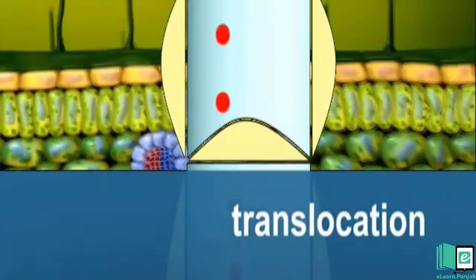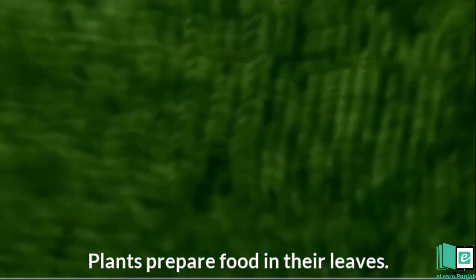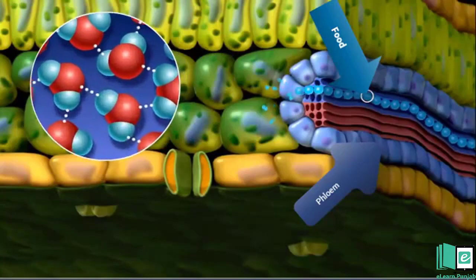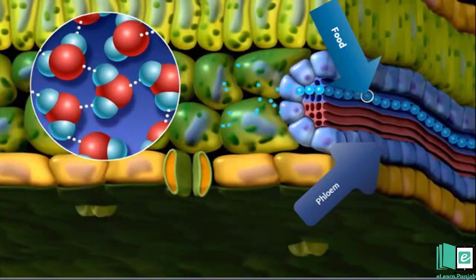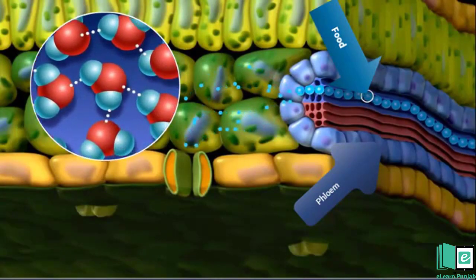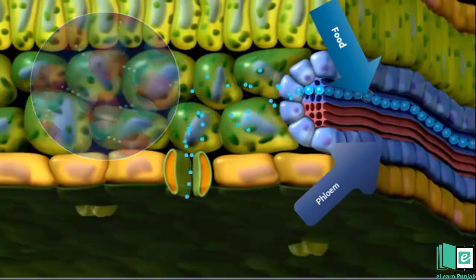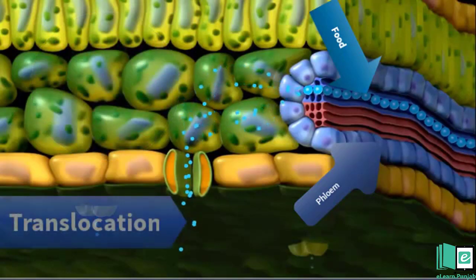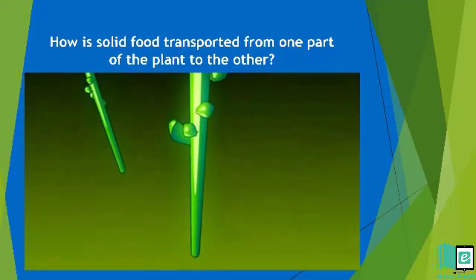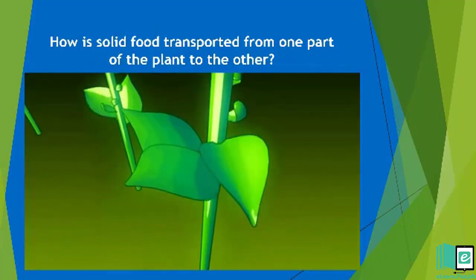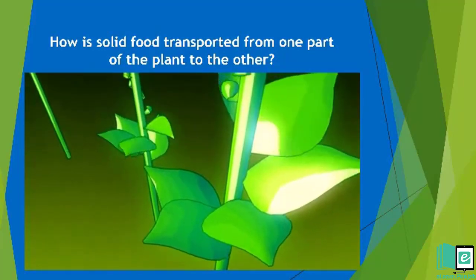Translocation. Plants prepare food in their leaves. The prepared food is carried by phloem to all parts of a plant. The movement of prepared food from leaves to those parts of the plant body where it is needed is called translocation. How is solid food transported from one part of the plant to the other?